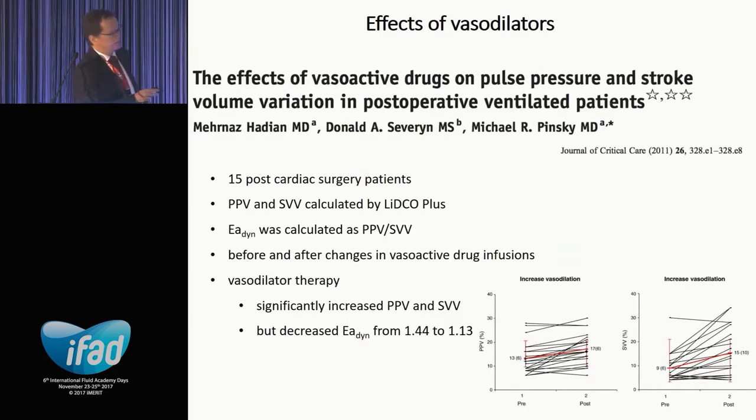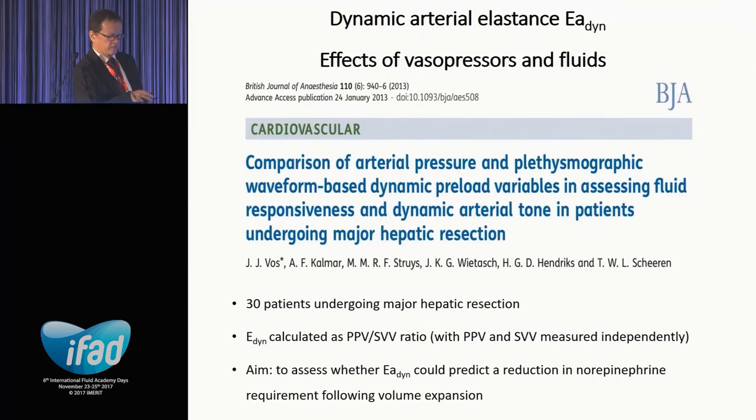And this has also been shown for vasodilators by the group of Michael Pinsky again in patients after cardiac surgery. And they gave a vasodilator, and this significantly increased both pulse pressure variation and stroke volume variation, what you would expect from a vasodilator, but the increase in stroke volume variation was greater than the increase in pulse pressure variation, so the ratio of these two variables, the dynamic elastance, decreased, as you can see here from these calculated numbers.